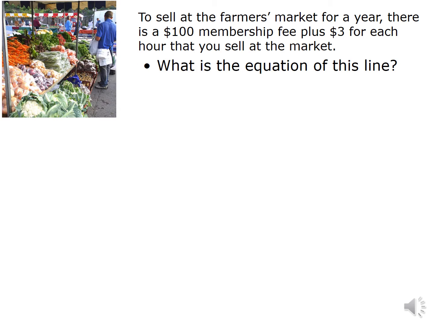To sell at the farmer's market for a year, there's a $100 membership fee plus a $3 fee for each hour that you sell at the market. What is the equation of this line? So think about it. Put it in slope-intercept form. Start with your y equals. Remember, what is your per cost? So it's per hour, so we're going to put that there. So x must be hours. Okay, and there's that $100 fee to join. So there's your equation. This would be my total cost.